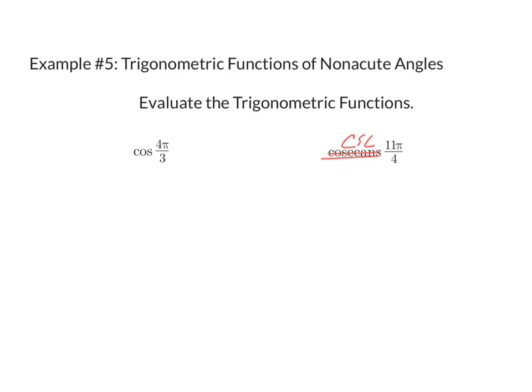So first of all, you need to realize where 4 pi over 3 is. We've done this up to this point where you basically focus on the denominator, and that at least lets you know if it's in the first 2 quadrants or the last 2 quadrants. Because this is a 3 in the denominator, that means it's past 3 pi over 3, which is pi. So this is actually in quadrant 3.